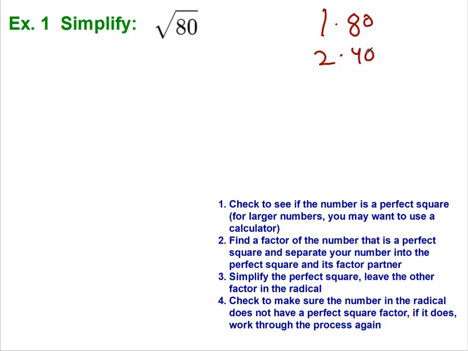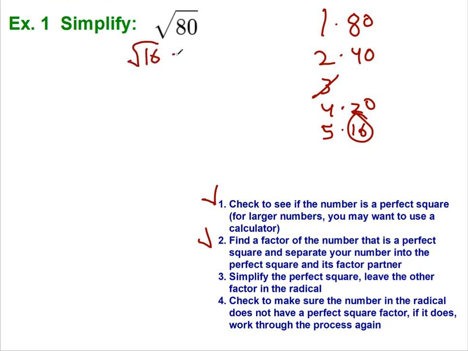It is 2 times 40. 3 doesn't go into it. It's 4 times 20. It's 5 times 16. Oh, and 16 I know is a perfect square. So I'm going to look at 80. I know it's not a perfect square. I found the perfect square factor, so I'm going to separate it out.